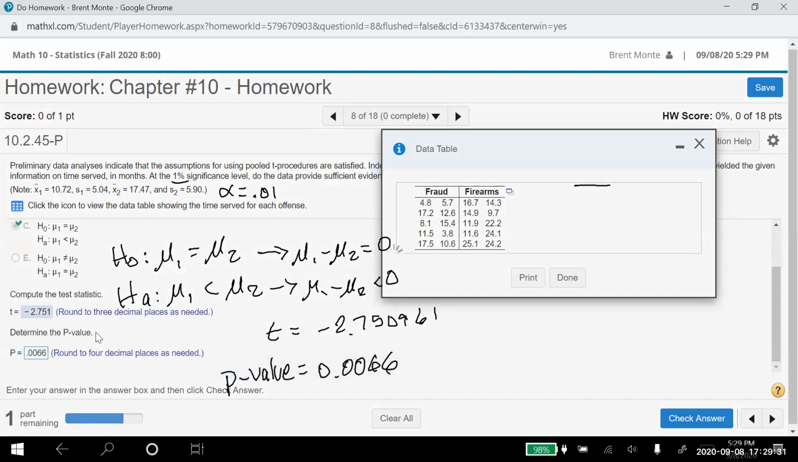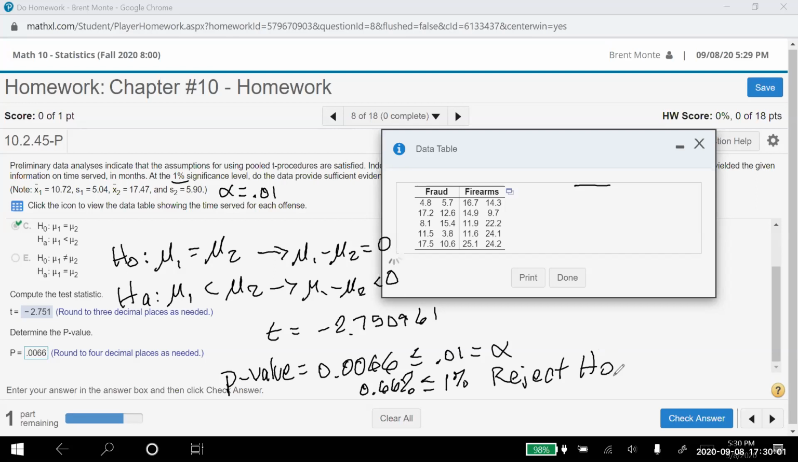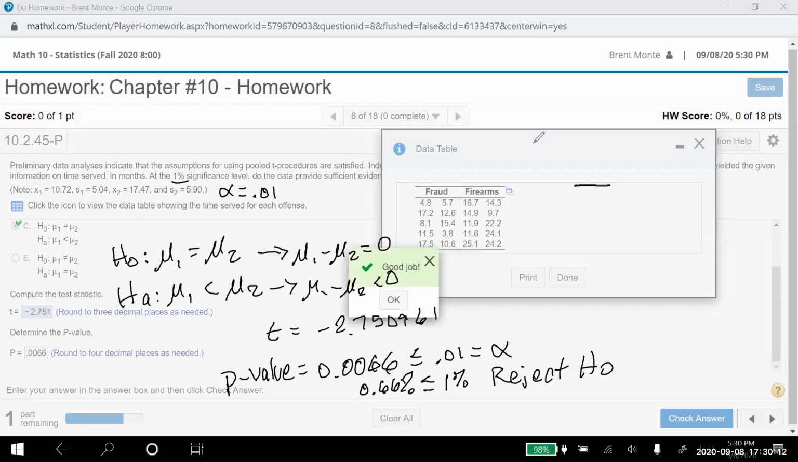All right, remember what we do. We take that p-value and we say, oh, that's less than or equal to 0.01. See if it is. If it is less, then we reject the null hypothesis. Notice if I move the decimal 2 places, I get 0.66%. And that is, in fact, less than or equal to 1%. So since it is less, I reject the null hypothesis. And I come to my conclusion that, yes, the data does provide sufficient evidence to say that the average time for fraud is less than firearms.